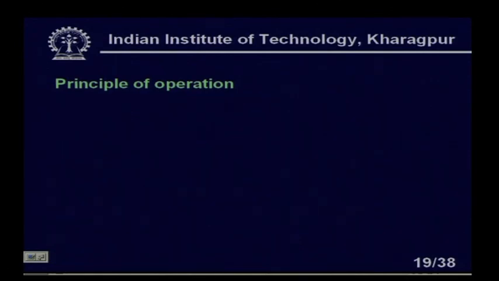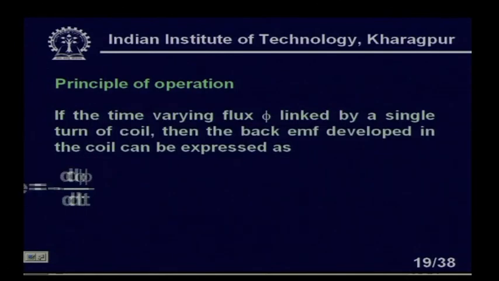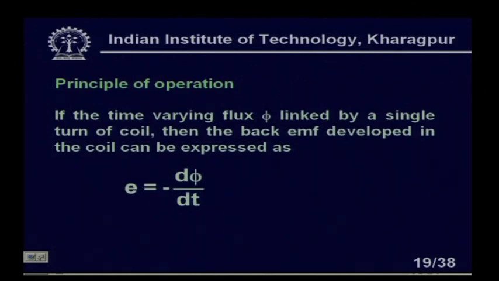Now, let us look at the principle of operation of this variable reluctance tachogenerator. If the time varying flux phi is linked by a single turn of coil, as all of you know, this is the basic principle, then the back EMF developed in the coil can be expressed as E equal to minus d phi by dt.